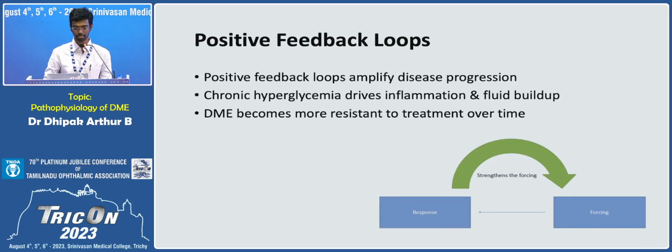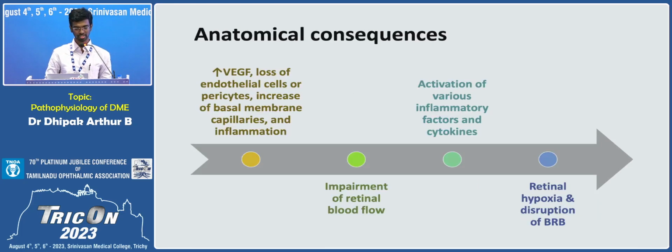vitreoretinal interface get disturbed. So once a vicious cycle starts, there's something called a positive feedback mechanism. Once a bad thing happens, once there is chronic hyperglycemia, there's inflammation, there's angiogenesis, and it eventually perpetuates itself, going on to a vicious cycle. So what are the different anatomical changes that happen?